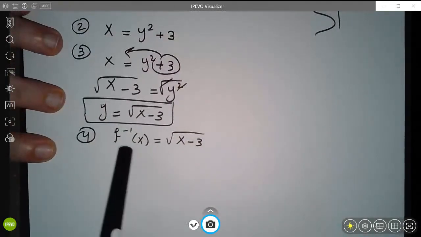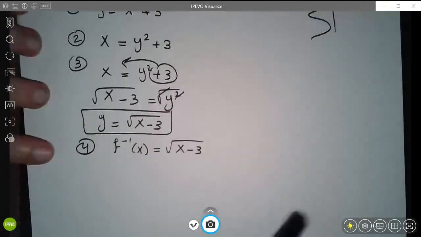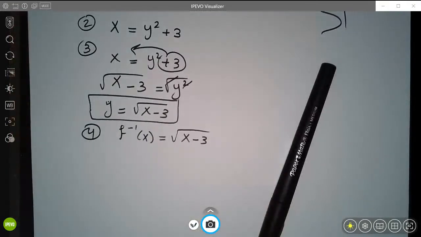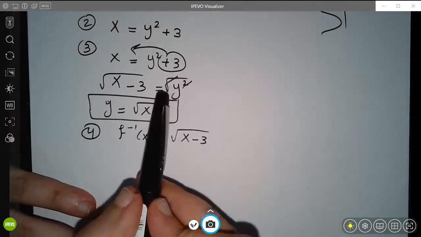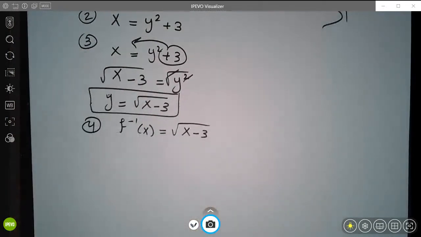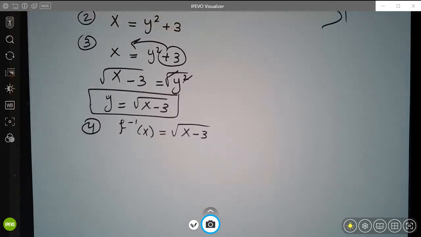So as you saw, I just replaced the y with f inverse. And that's our solution. Now, there's a question I usually get: why is it that when I took the root of both sides, we didn't write positive and negative? Because I always say if you take a root of something, you have to add positive or negative, because anything you square could have possibly been negative, correct?